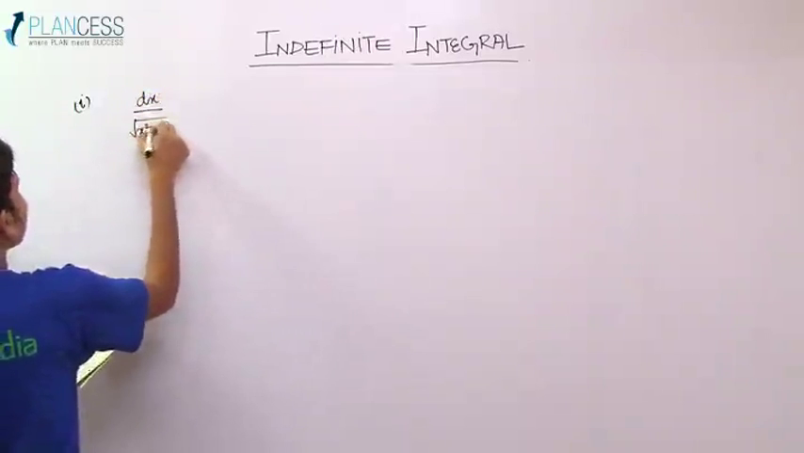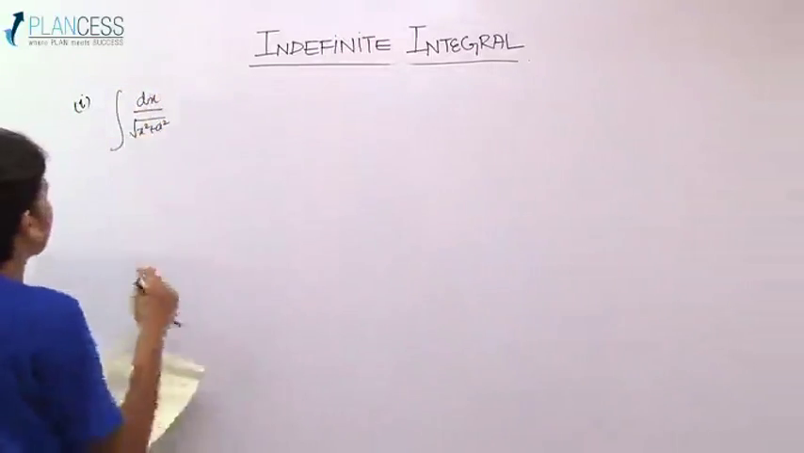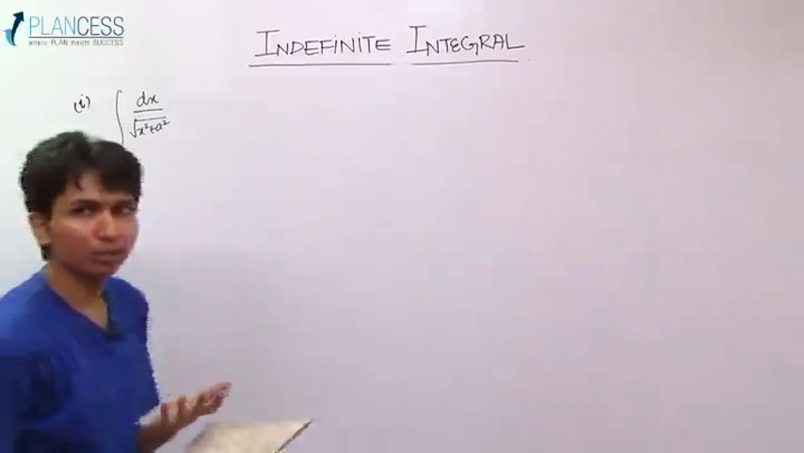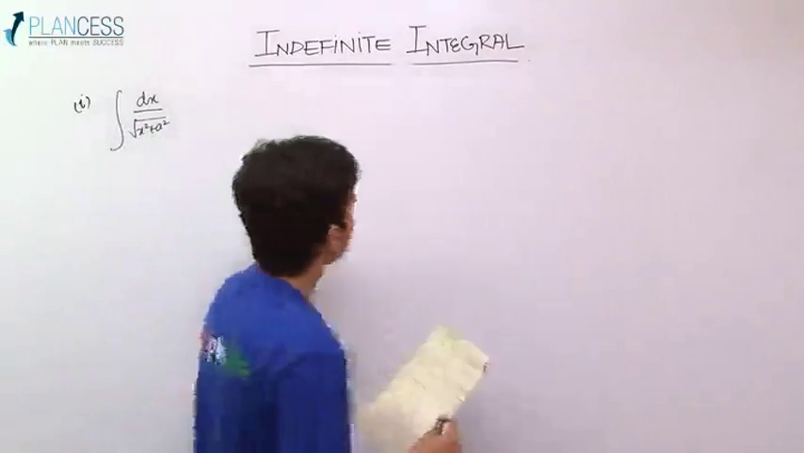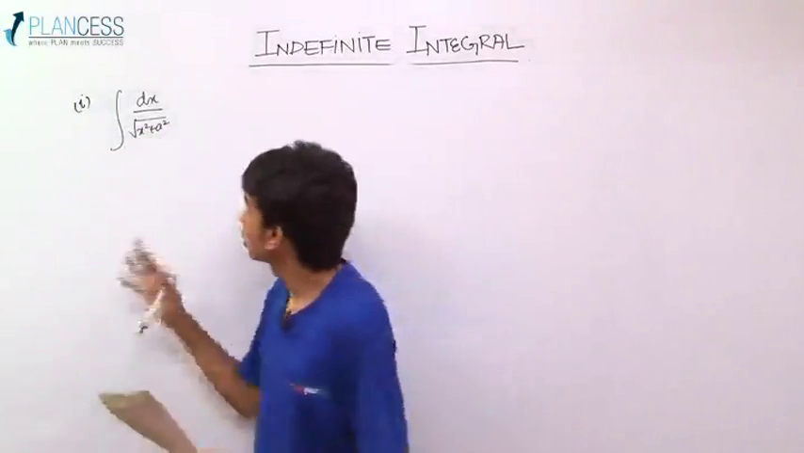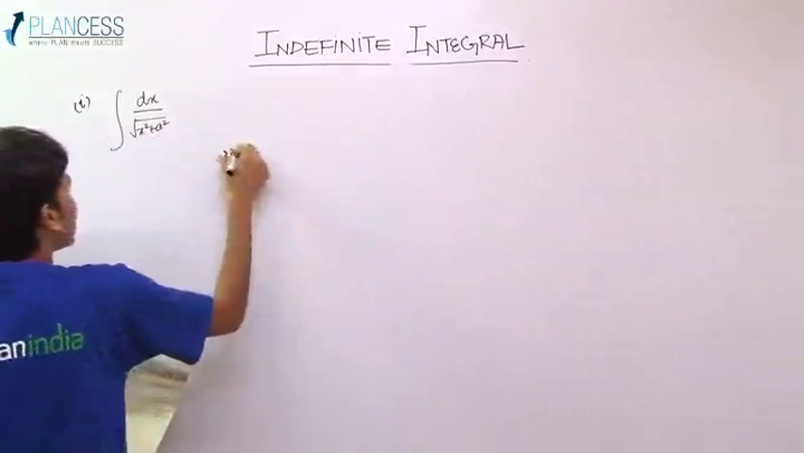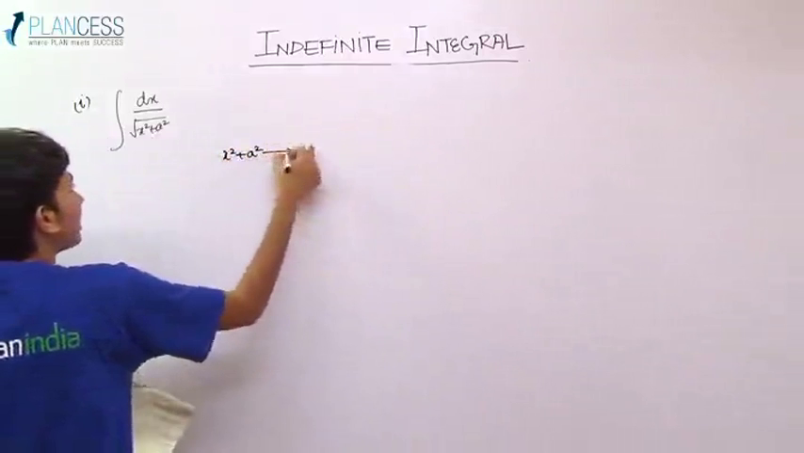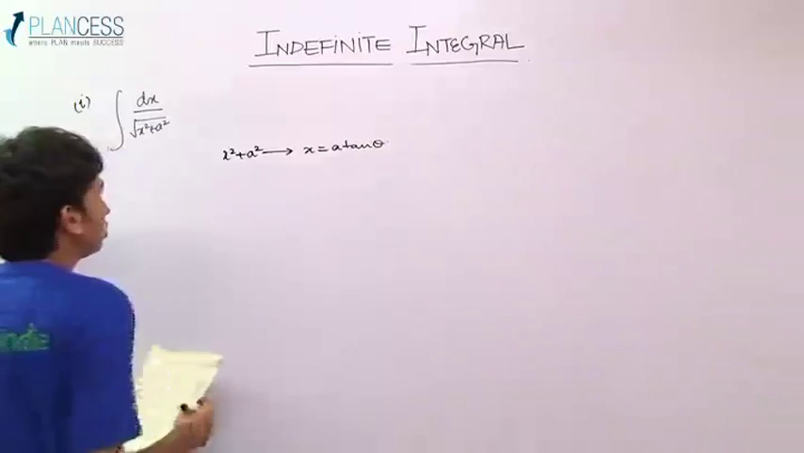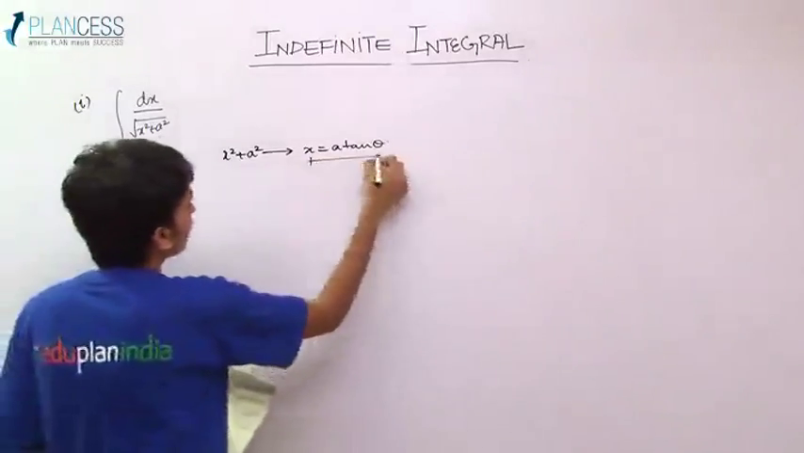Integral dx upon root of x square plus a square. As you can see here, to solve this, a substitution will be helpful. Can you suggest a substitution that will help me solve this integral? Seeing the expression in the denominator, x square plus a square, gives us the idea that using the substitution x is equal to a tan theta should be useful. At least it will get rid of the square root. So let's try this: x is equal to a tan theta.